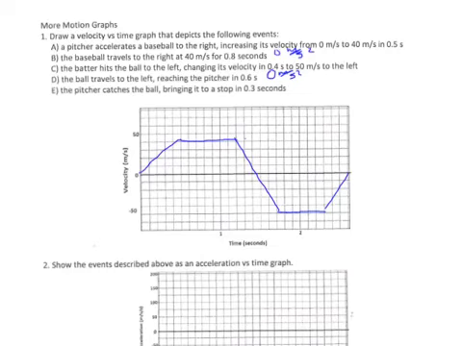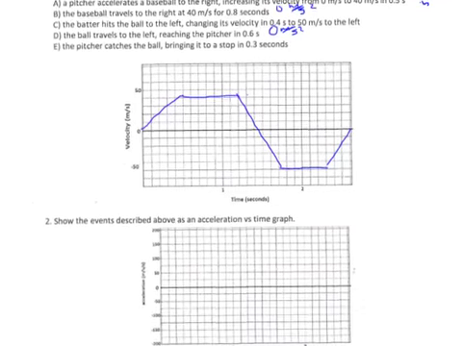First, let's calculate this. So on A, when the pitcher does it, it goes from 0 to 40. So it changes 40, and it does it in 0.5 seconds. So I'm just going to say 40 meters per second divided by 0.5, and correct me if I'm wrong, but I believe that gives me an 80 meters per second squared acceleration initially. So let's go down to our graph and put 80 on there.